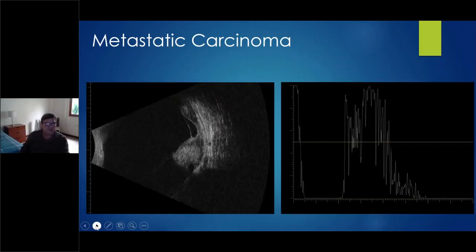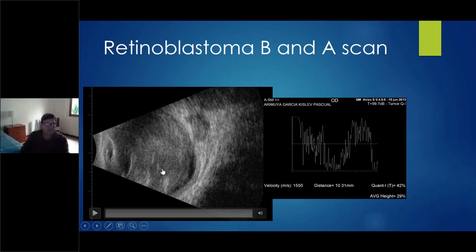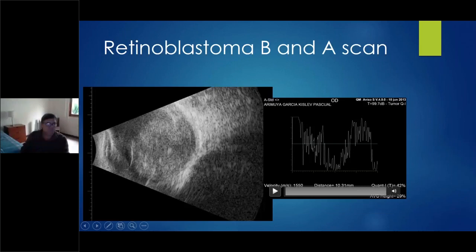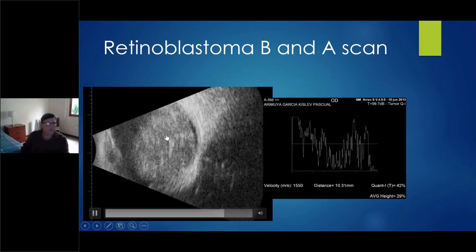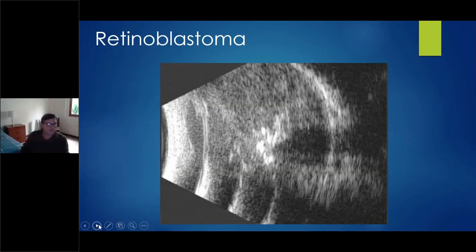Retinoblastoma, you can also see intraocular calcification. Here there is very low calcification, and the A mode also is very regular, and you can very easily make the diagnosis of retinoblastoma in B mode. Again, calcification inside the eye in a child is retinoblastoma until you see different things.